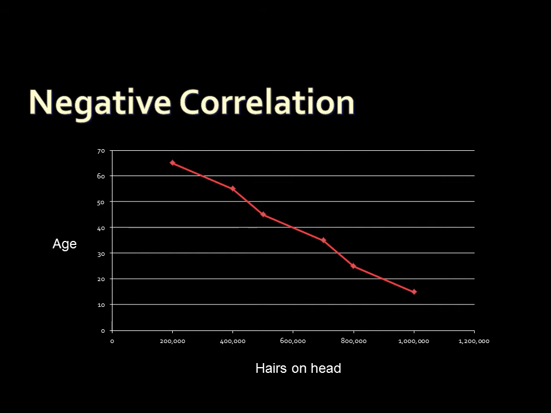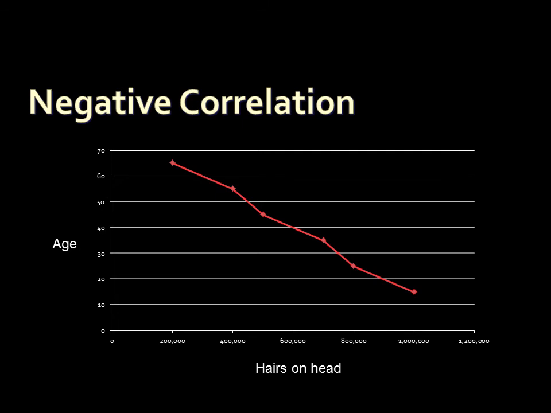Now, in this one, I was trying to think of something that would have a negative correlation, and I came up with the idea of, well, I guess this is mostly for men: age and the number of hairs on your head. Now, we all know that there's a tendency for men to lose their hair as they age, and so this is a graphic example of a negative correlation between age, which is going up, and hairs on the head, which are going down. And again, this is a completely made-up example.